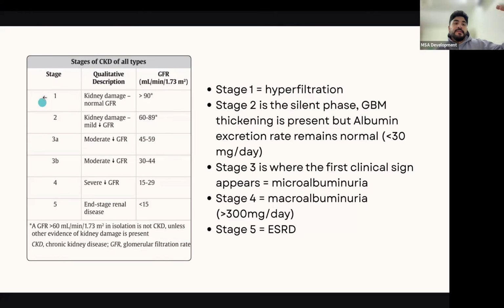Of course, as the stages progress, the GFR is going to drop. Now, what you might be asked is about the GFR, of course. That's number one. So you need to learn these ranges, I believe. Second thing, when does albuminuria start? That's very important. And probably you might get a question about stage two. You just need to remember that there's no albuminuria in stage one and two. Okay, just keep that in mind. So I hope this is clear.